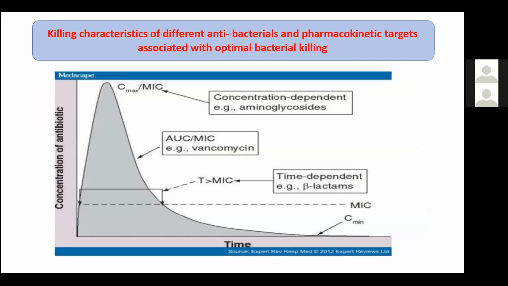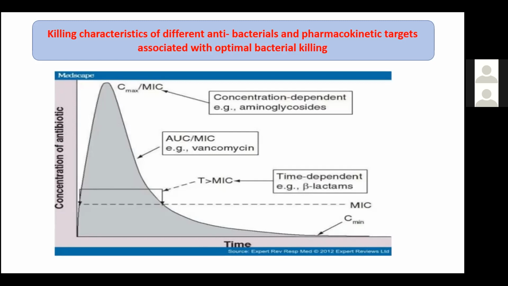Now, after we have assessed the functioning status of the kidney, and say, for example, that the child is in sepsis, so we'll have to prescribe an antibiotic. Now, when we prescribe an antibiotic, we'll have to understand the killing characteristic of the different antibacterials and the various pharmacokinetic targets that we have to achieve to optimize bacterial killing. Now, the mechanism of action of the different antibiotics can be of 3 types.